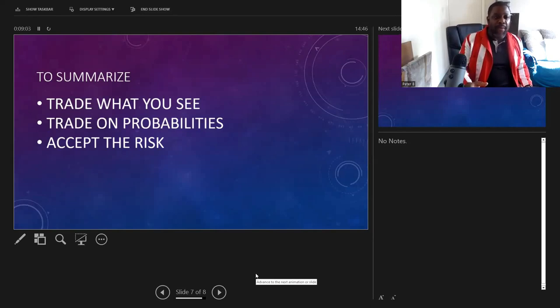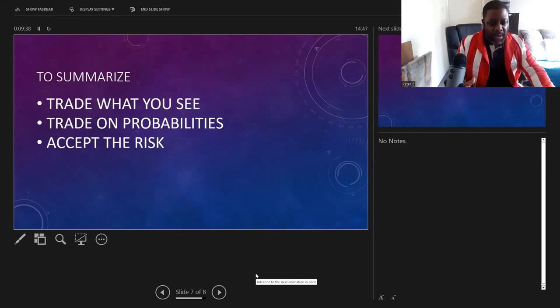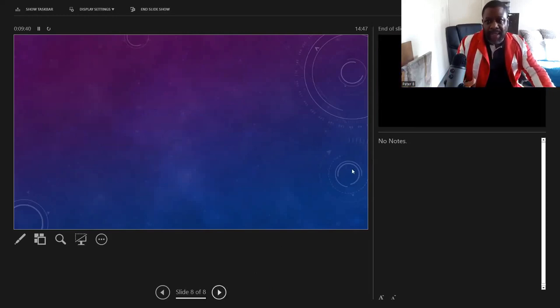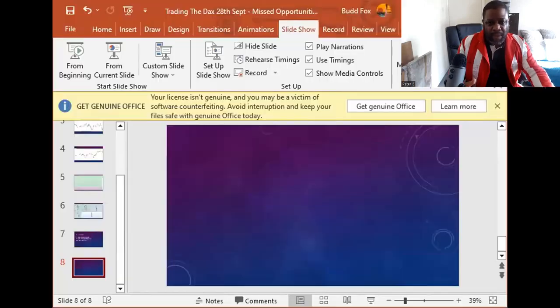So you trade what you see, and you trade on probabilities. That is to say, not everything is 100%, and so you have to factor in that you may be wrong when you do that trade. And then once you've allocated the amount of money or lot size to that trade, in cognizance of what you feel the probabilities are, you have to sit back and accept the risk. I say it's as simple as that. The third part is the hardest part. So that's it really. That's all I've got to say on that.